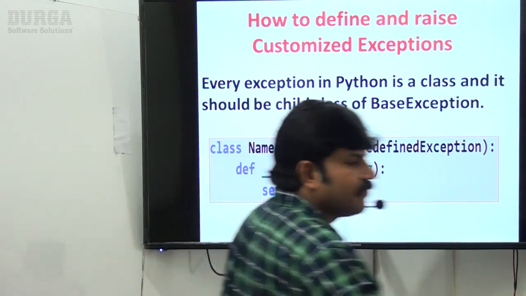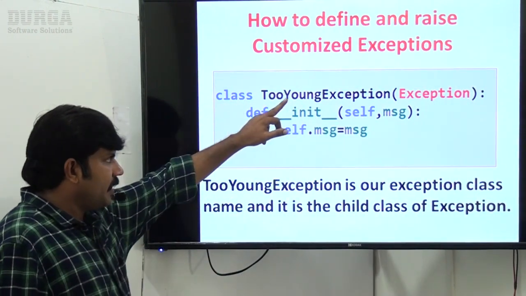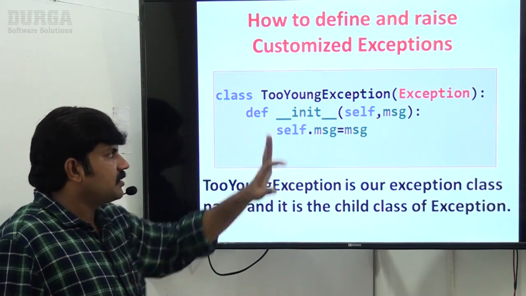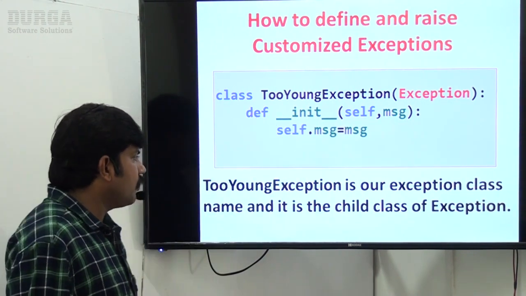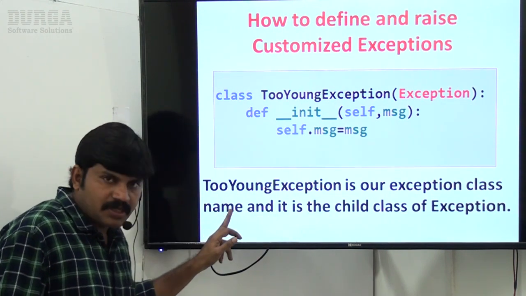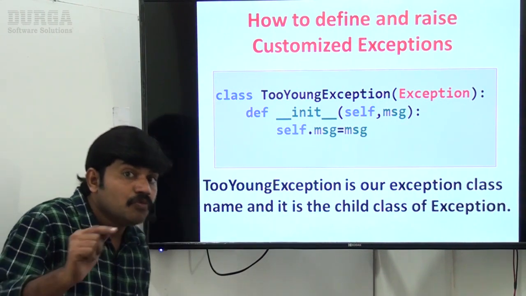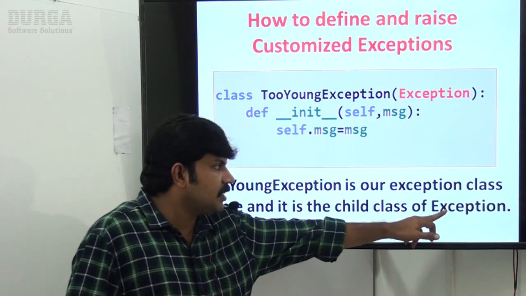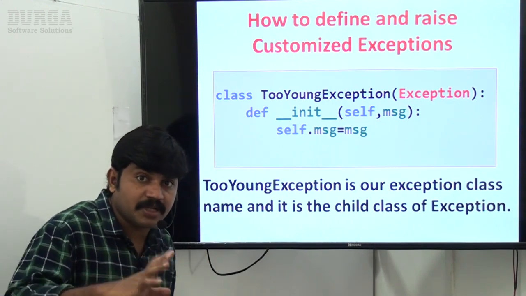If you want an example, have a look once. Example: class TooYoungException, which is the child class of Exception. Now def __init__(self, message): self.message = message. TooYoungException is our own exception class name, and it is the child class of Exception, which is the predefined exception. TooYoungException is our own exception class name.